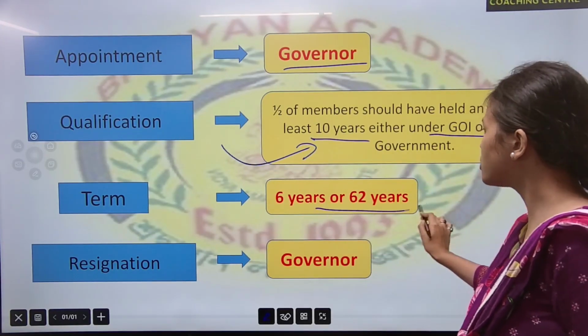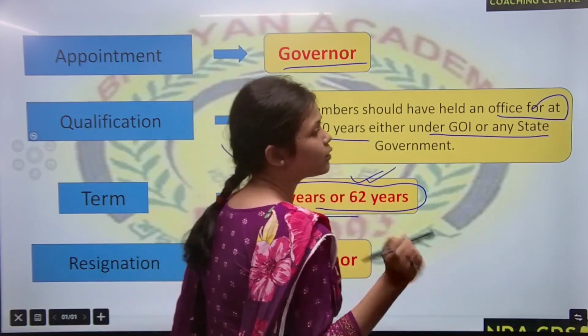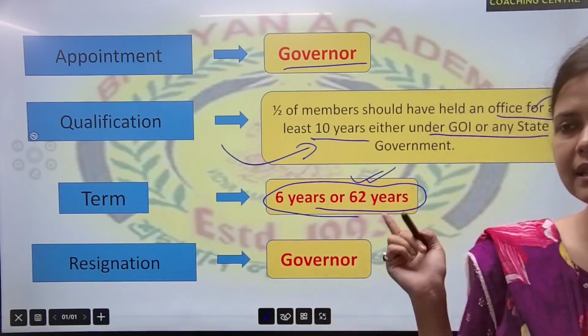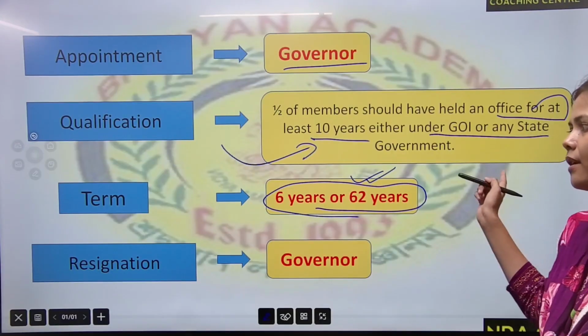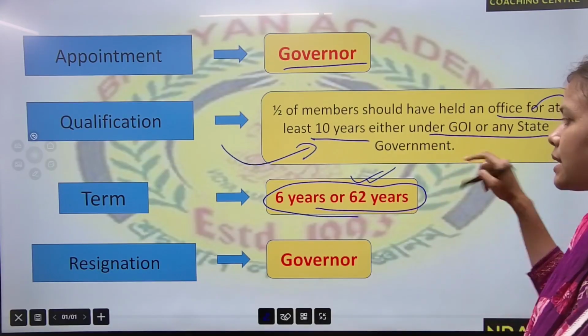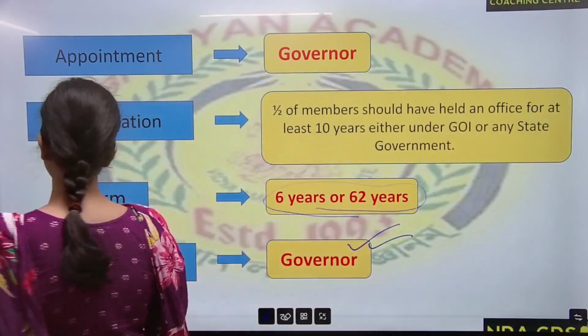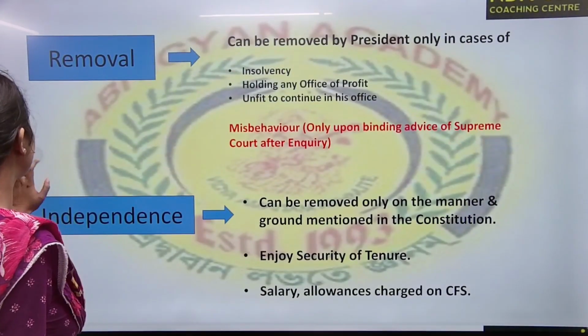Term 6 years or 62 years. For state, it is 62 years. Likewise, for Supreme Court, it is 65. For High Court, it is 62. For UPSC, it is 65. For State Public Service Commission, it is 62. Resignation is given to the governor because we are talking about the State Public Service Commission.